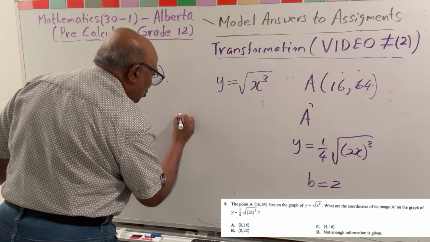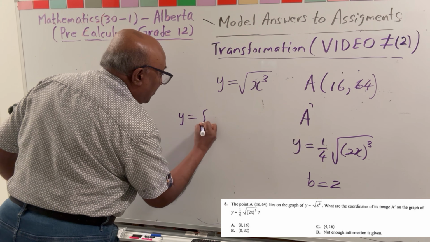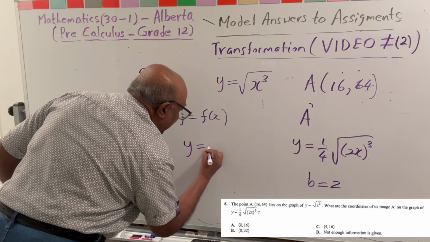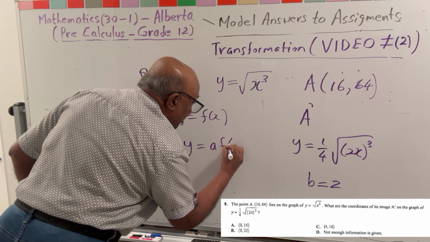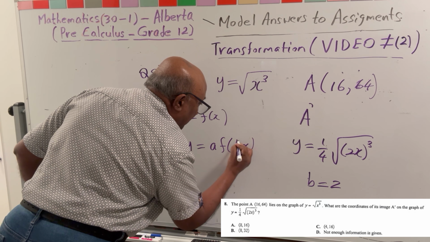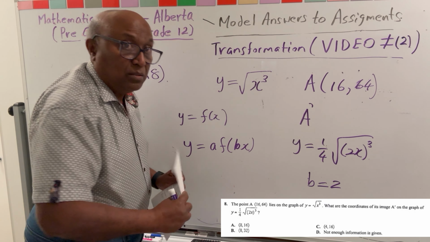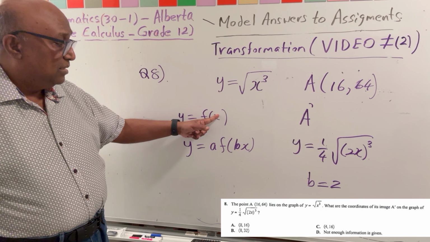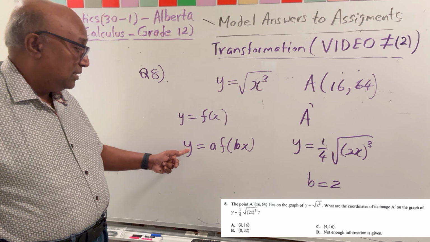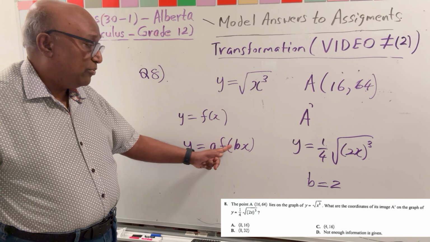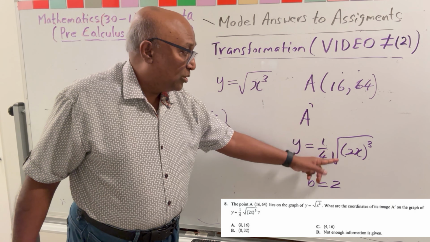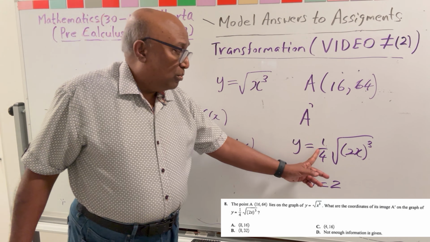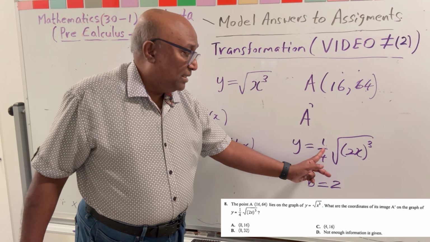Because we have to compare these two functions. y equal to f of x. Here this looks like y equal to a f(bx) actually. Just to explain in another way, I use this one. This is the original function, y equal to f of x. This is the image function, y equal to a f(bx). Because when you compare these two, we can understand that both horizontal and vertical stretch are applicable.